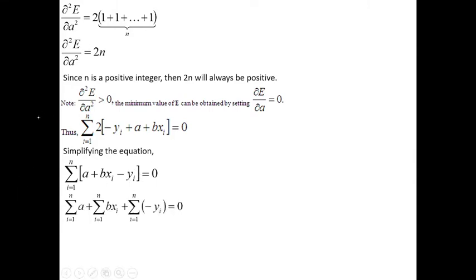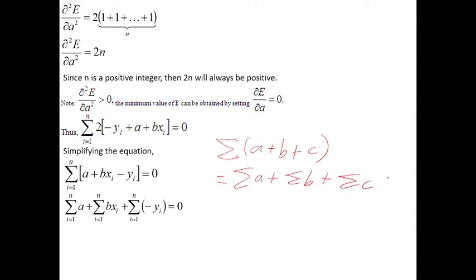And then, ito yung simplification. If we have summation, let's say a plus b plus c, kung meron kang ina-add na tatlo, a plus b plus c, sasabihin niya, summation a plus summation b plus summation c. Yan ang ibig sabihin niya. So, summation a plus summation bxi plus summation negative yi equals 0.